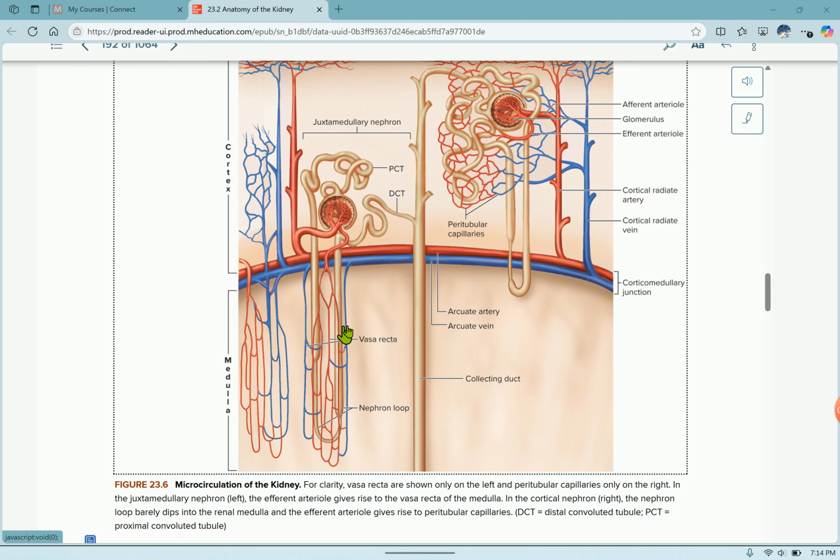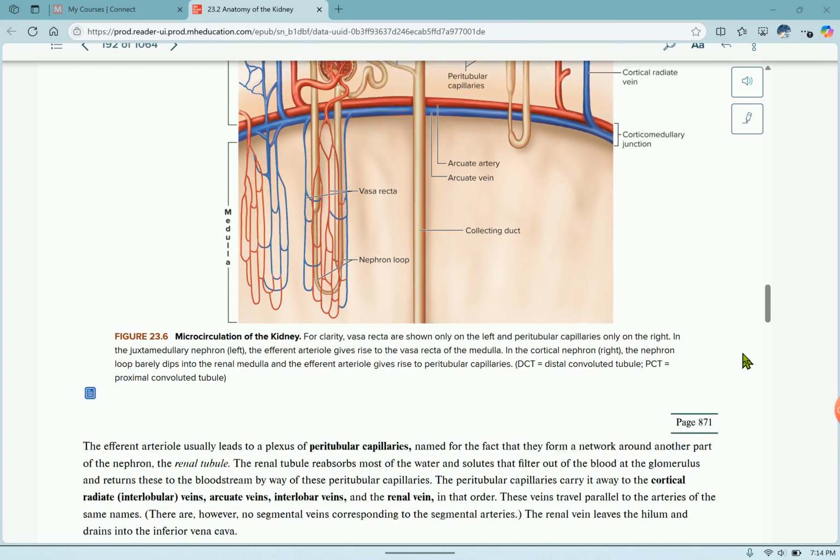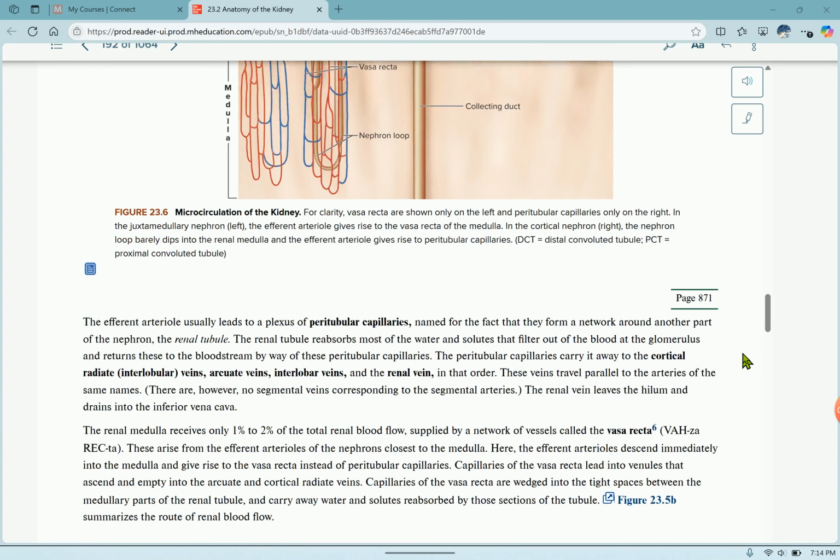Okay, so that's some important facts to know. Reabsorption, keeping the good stuff. Excretion, getting rid of the bad stuff or the byproducts.